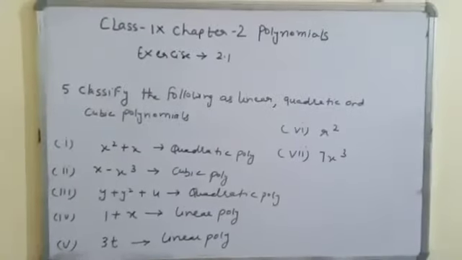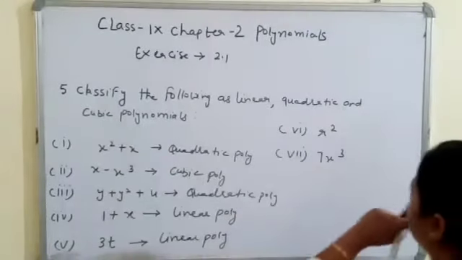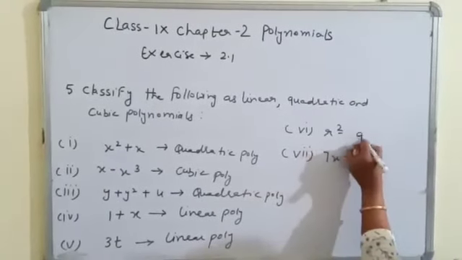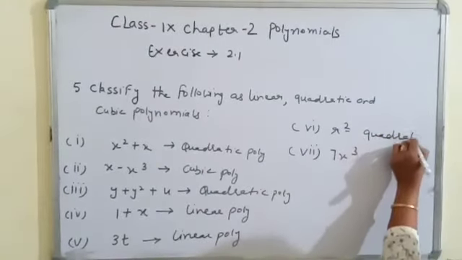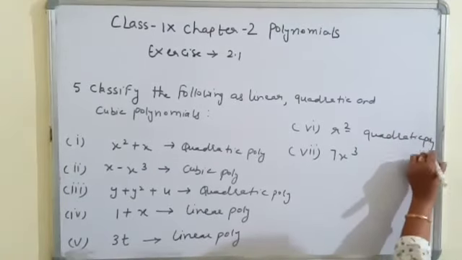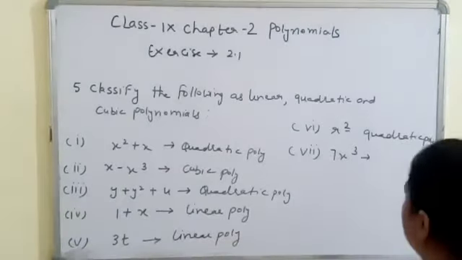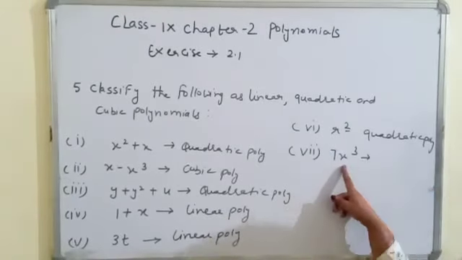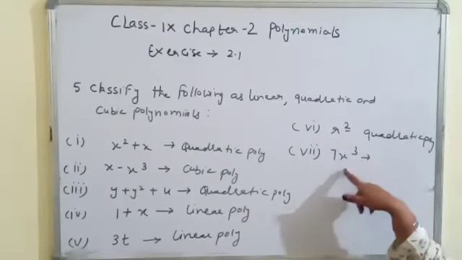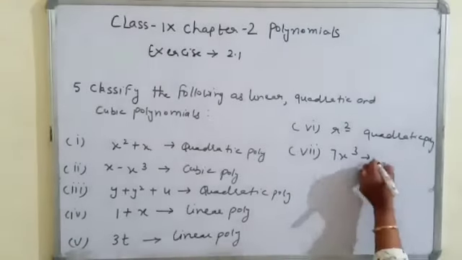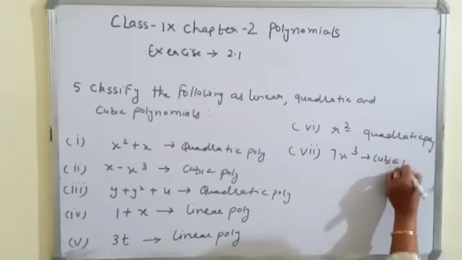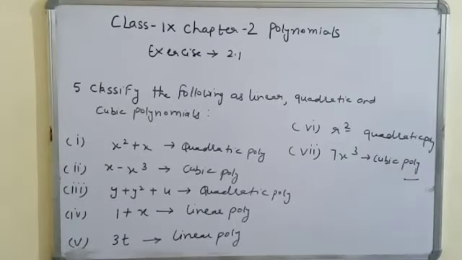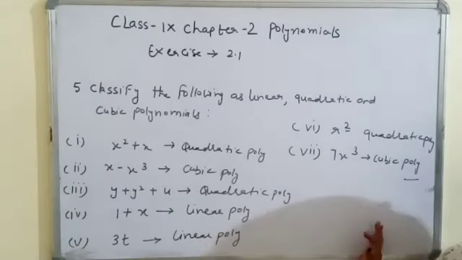Sixth one is r^2. This is also a polynomial which has one term only and power 2. So this is a quadratic polynomial. And for the last one, seventh part, 7x^3. This is also a polynomial with one term only, and the degree for this is 3. So this is a cubic polynomial. Now this was exercise 2.1. Hope it's clear to you. Thanks for watching.